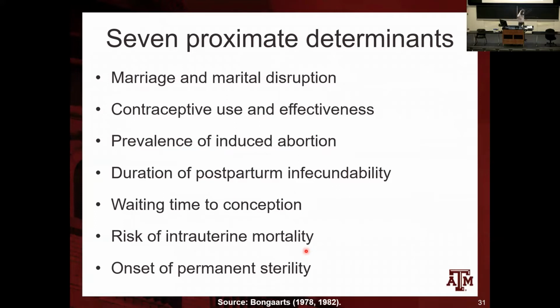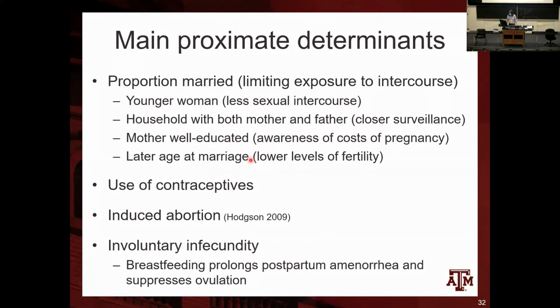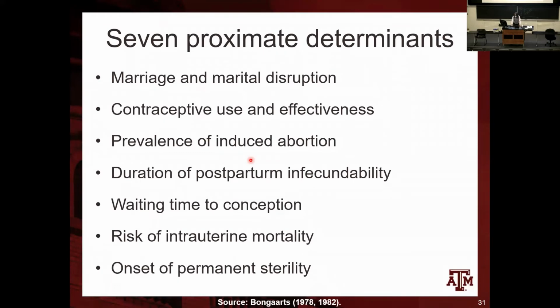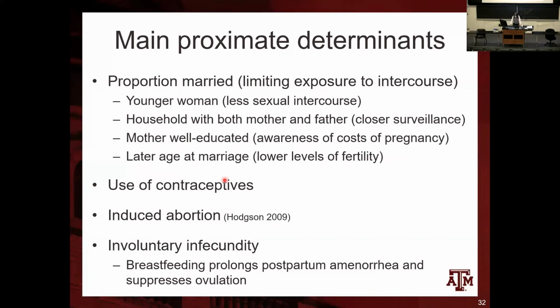And he cites the seven proximate determinants of fertility that are the most important to explain variation in fertility across populations: marriage and marital disruption, contraceptive use and effectiveness of the contraceptives, prevalence of induced abortion, duration of postpartum fecundability, waiting time to conception, risk of intrauterine mortality, and onset of permanent sterility. And he realized that out of these seven, the first four of them were the most important.